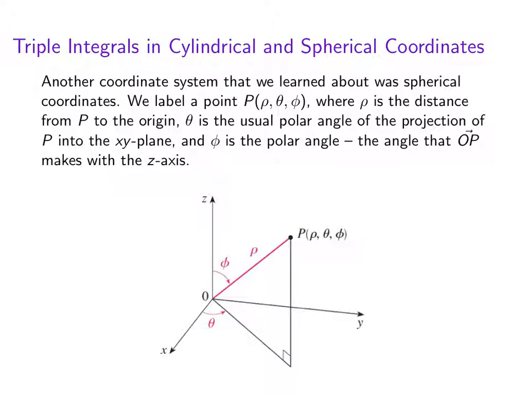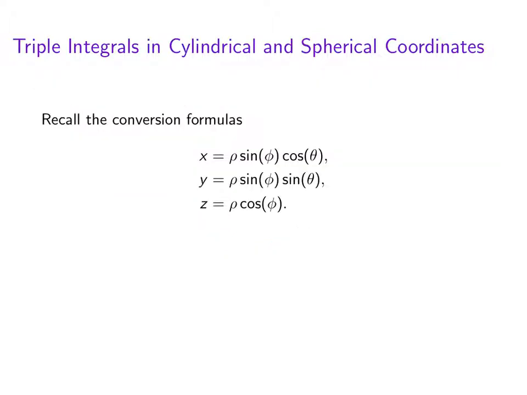Here's the picture. So you see rho is this distance from P to the origin. Theta is the polar coordinate theta of the projection of P into the xy plane. And then here's the polar angle phi. Remember, we have some conversion formulas. X equals rho sine phi cosine theta, y equals rho sine phi sine theta, and z equals rho cosine phi.